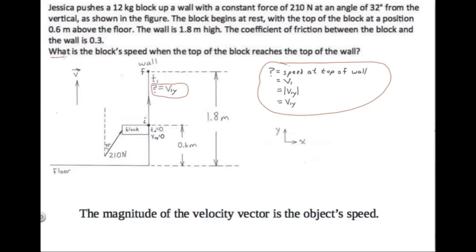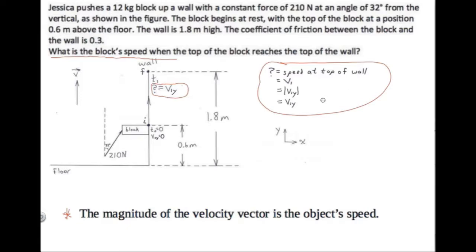We already noticed that the question was asking us for the block's speed at the top of the wall. And now, if possible, we'd like to represent that question with a symbol and build it into our sketch. Well, we know that speed represents the magnitude of the velocity. So we can use the symbol v, written without an arrow on top, to represent the magnitude of the velocity, which is the object's speed. And the question is asking us for v sub 1, the magnitude of the velocity at time 1 when the object reaches the top of the wall.